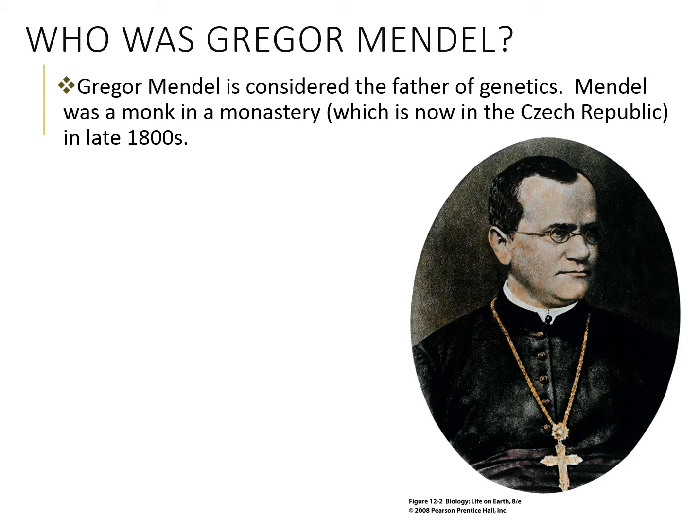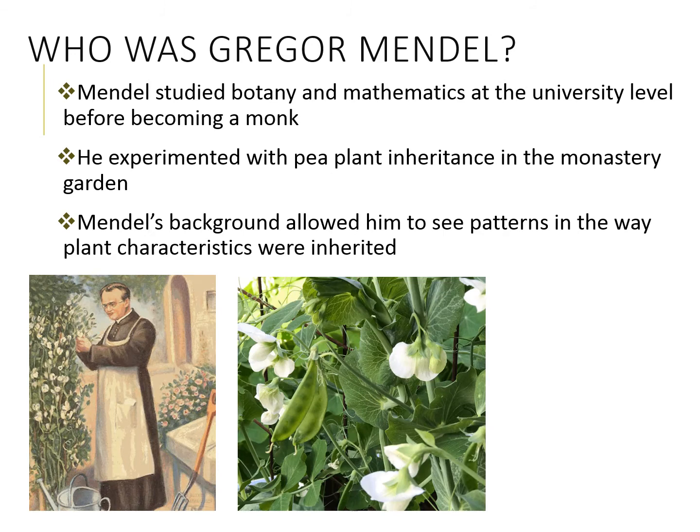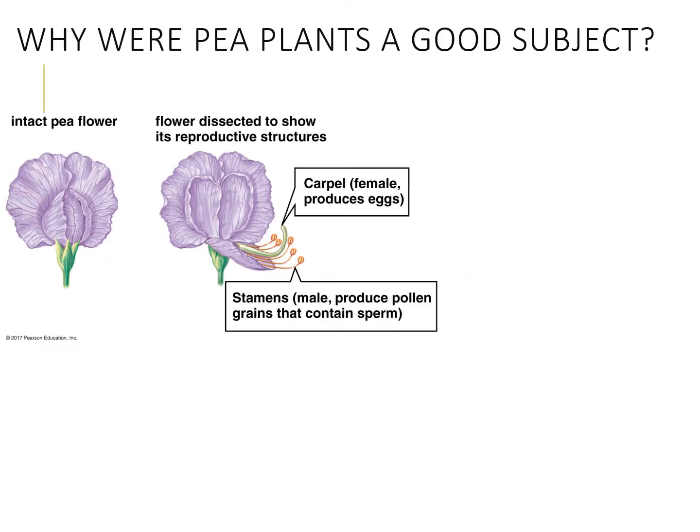Darwin just knew that traits seemed to be passed from parent to offspring, and he didn't really know how. But Gregor Mendel made a lot of progress. So who was Gregor Mendel? Number one, the title of this chapter, Patterns of Inheritance, kind of makes sense. Gregor Mendel studied botany and mathematics, so he is very well trained to be able to observe patterns in a numerical way. He experimented with pea plant inheritance in his monastery garden, and Mendel's background allowed him to see patterns in the way plant characteristics were inherited.